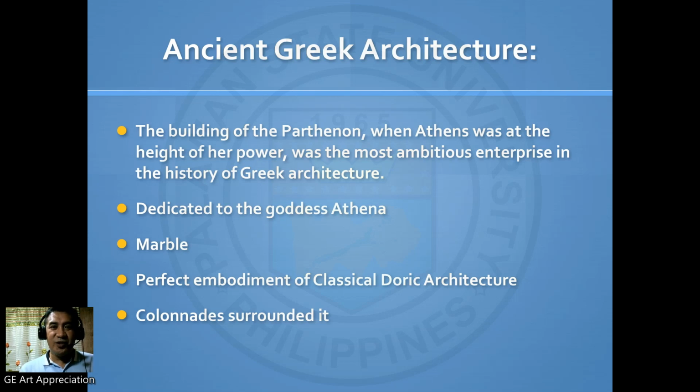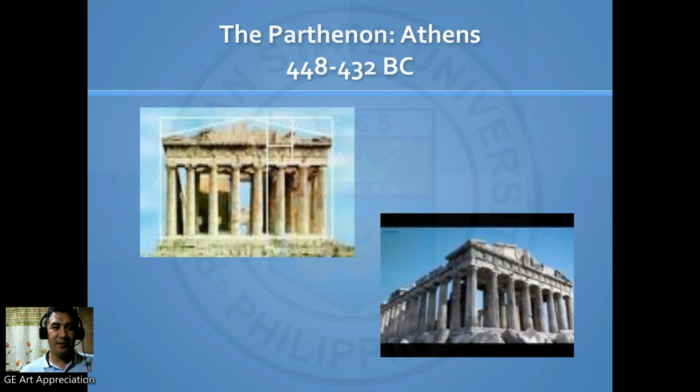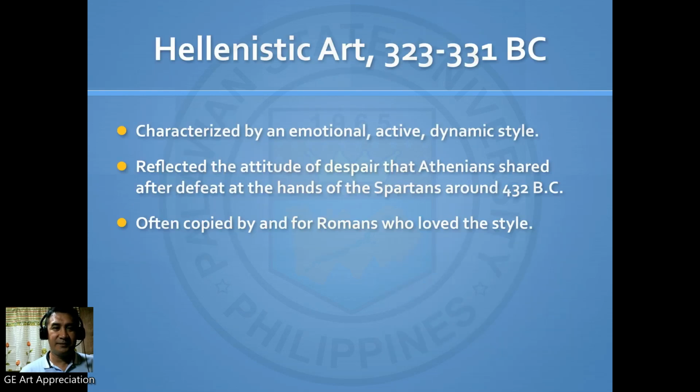Let's proceed with ancient Greek architecture. Their architecture is more dedicated to the goddess Athena. Let's take a look. Here we have the Parthenon, built 448 to 432 BC in Athens.